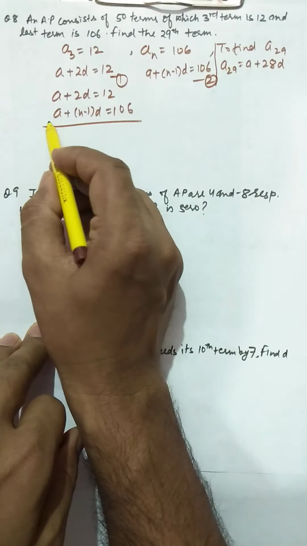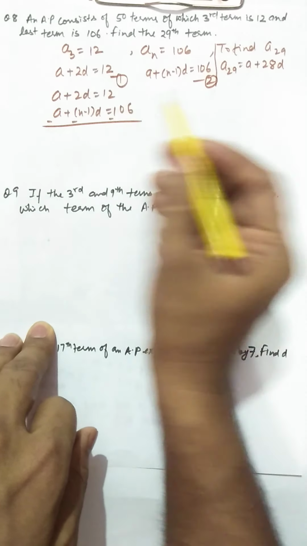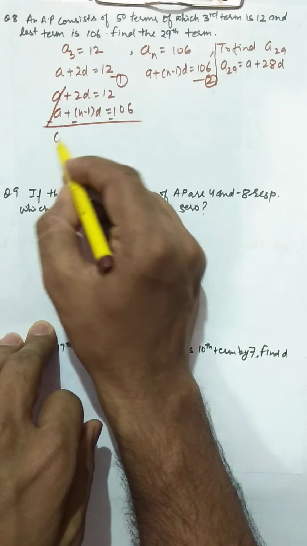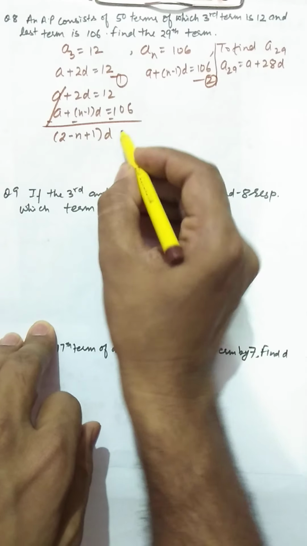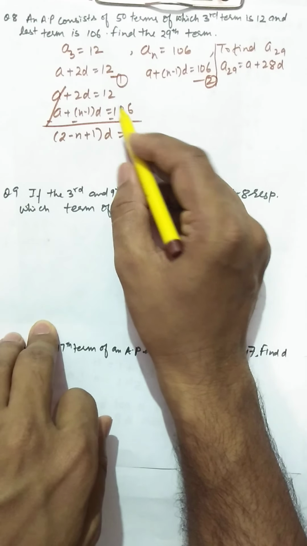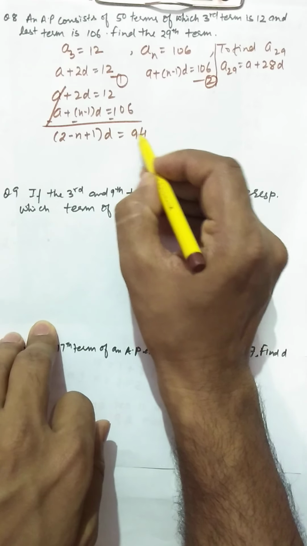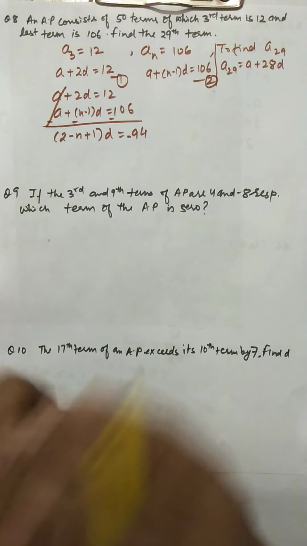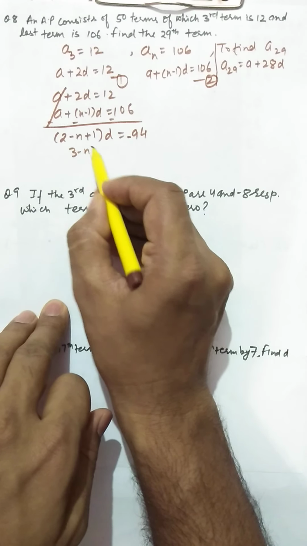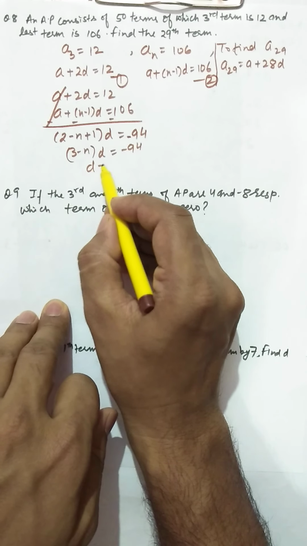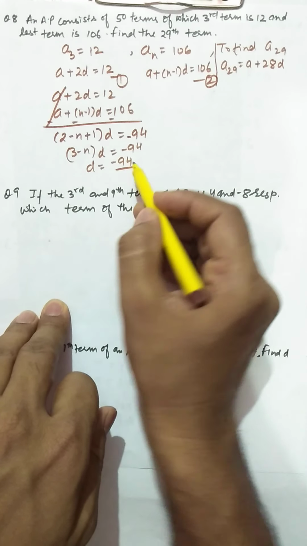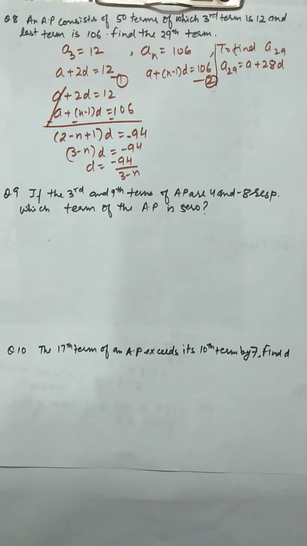You subtract, so this is minus, this is also going to be minus, this is minus, so this got cancelled. So now this is 2, you subtract, you take common, so minus n plus 1 d, and this is going to be, take this 106, then 1, this is 94, and minus 94, you can take minus. So this is 3 minus n, and d, this is minus 94. So d is going to be minus 94 upon 3 minus n. Because you don't know n, so your n will remain here as it is.